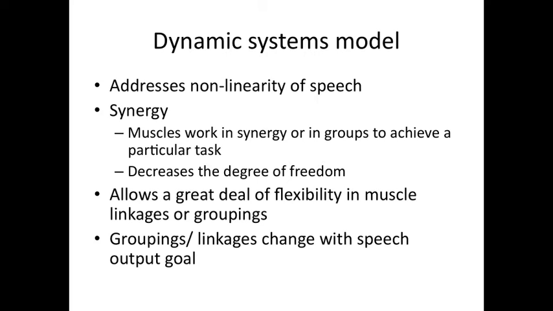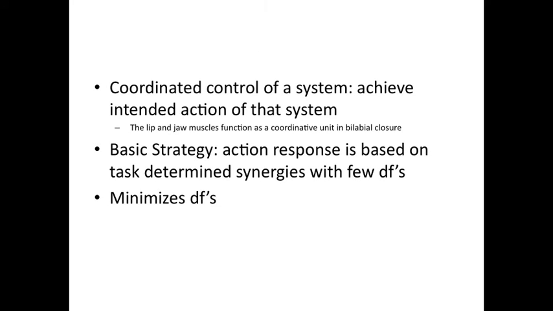Maybe I will say it addresses the context sensitivity problem. It also decreases the degrees of freedom. The main goal, I think, with this is to decrease the degrees of freedom. So there is a coordinated control of a system. For example, the lips and jaw muscles function as a coordinative unit in bilabial closure. What is the basic strategy of the dynamic systems model? It's based on synergies with decreasing degrees of freedom.